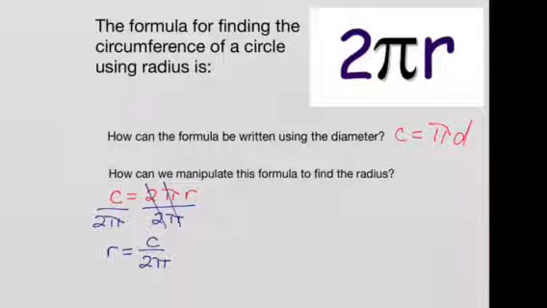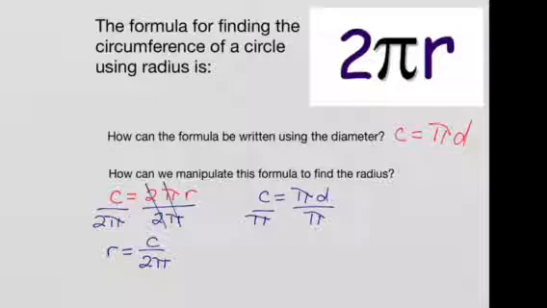Now, we can also do the same if we're looking for diameter and we're given circumference. So we start off with circumference equals pi times diameter. What is happening to the diameter right now? It's being multiplied by pi. So we're going to do the inverse operation of multiplication, which is division. So we're going to divide both sides of the equal sign by pi. That is very important. You have to remember what you do to one side of the equal sign, you have to do to the other whenever you're wanting to move something.